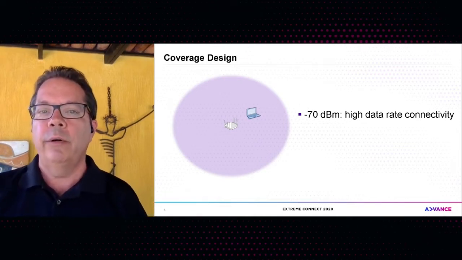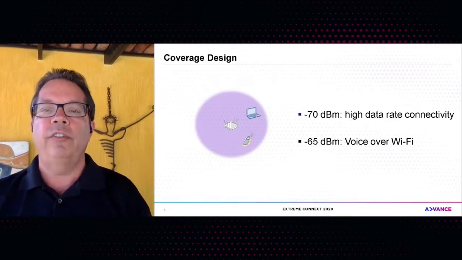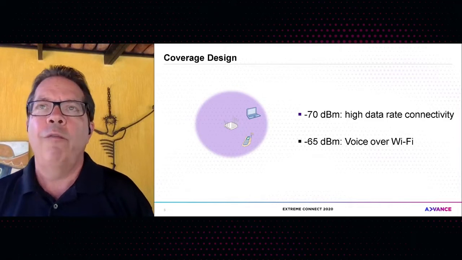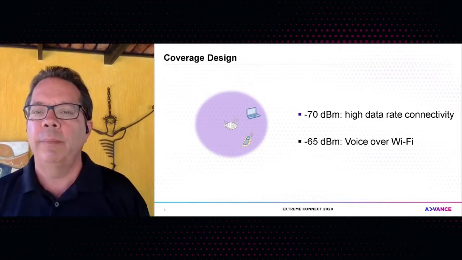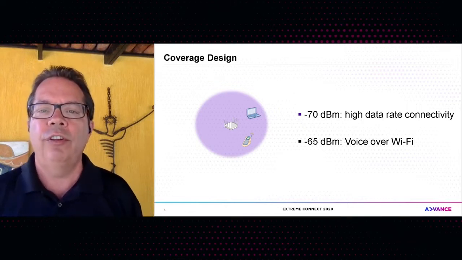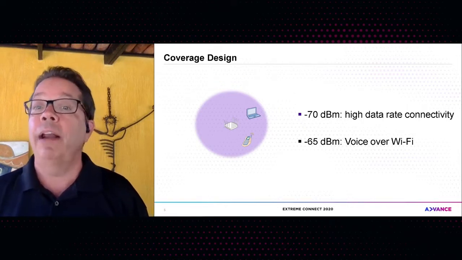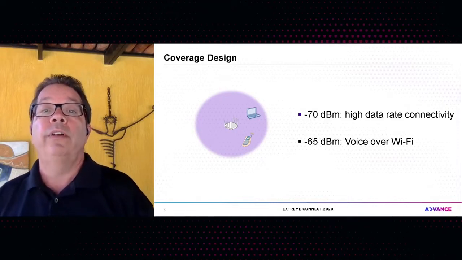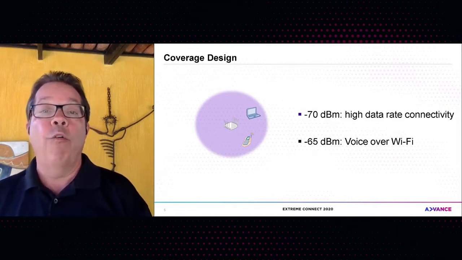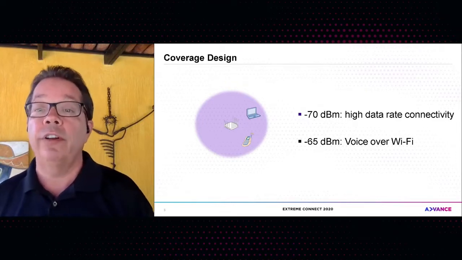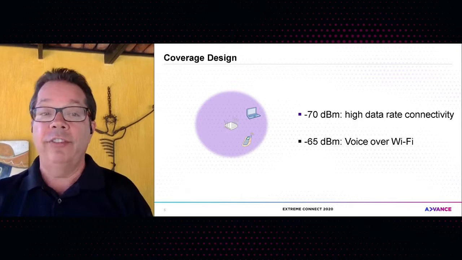Now, it gets a little trickier with different types of clients, especially when you start talking about voice grade networks. Voice over Wi-Fi is a little bit more intense and it's more susceptible to the harsh RF conditions. So you actually need a better received signal. You need a negative 65 dBm signal when you're designing for a voice grade network. And it even gets better, if a little bit higher, if you're designing for RTLS.